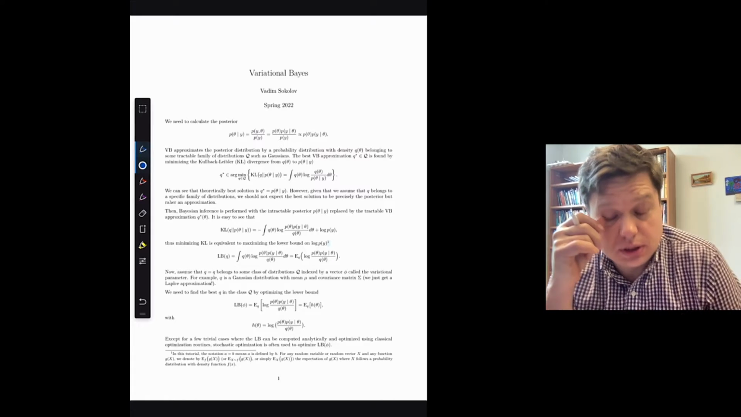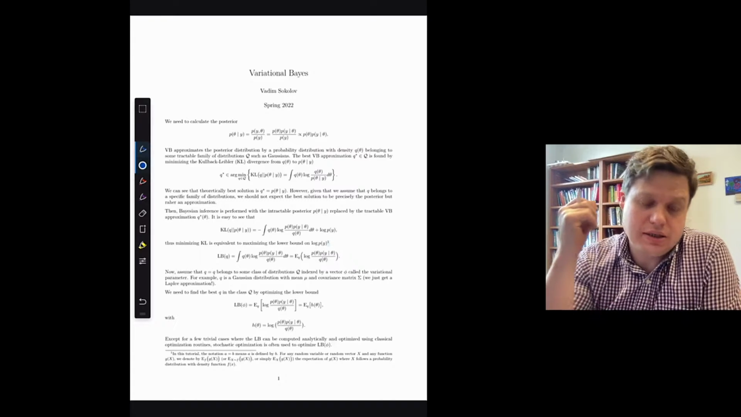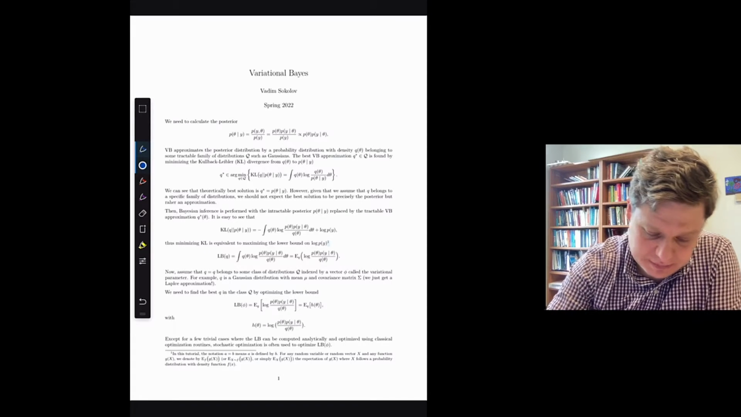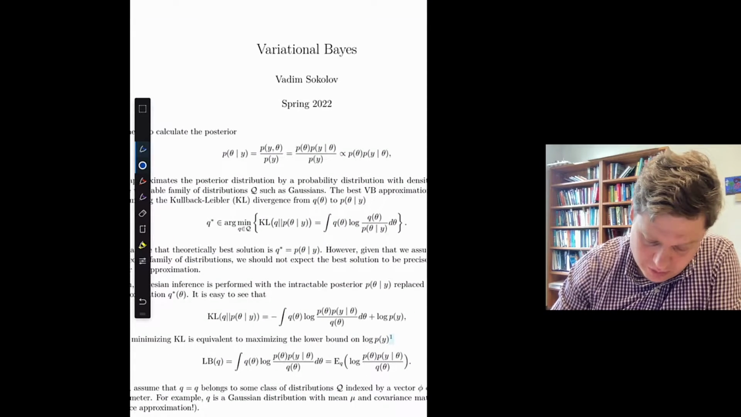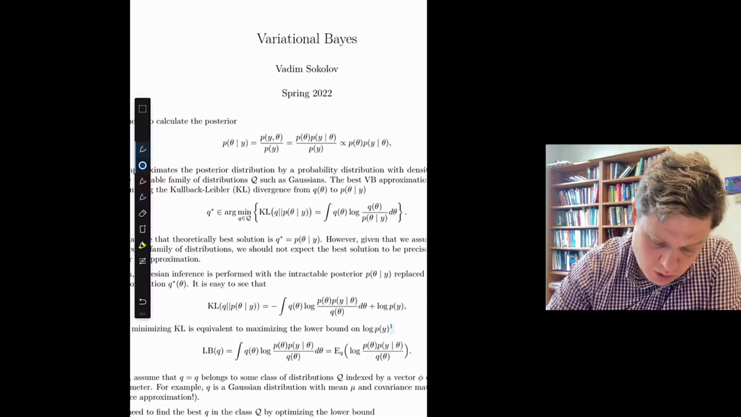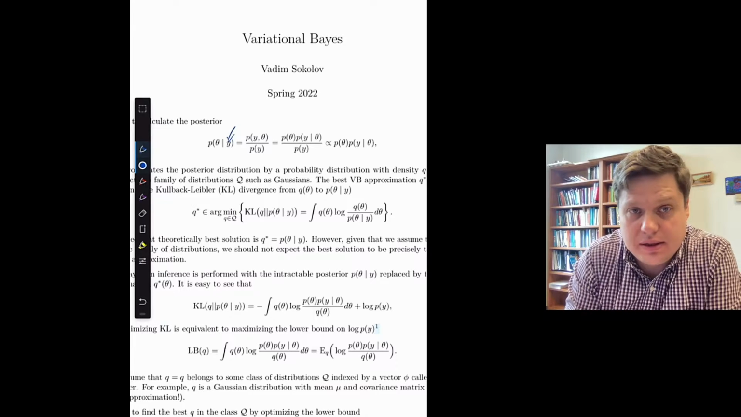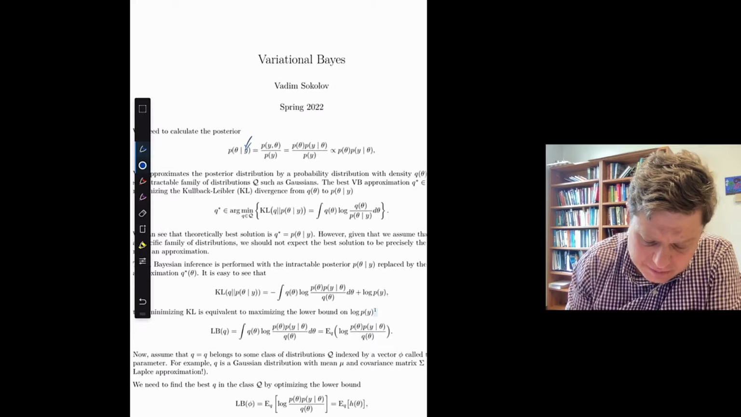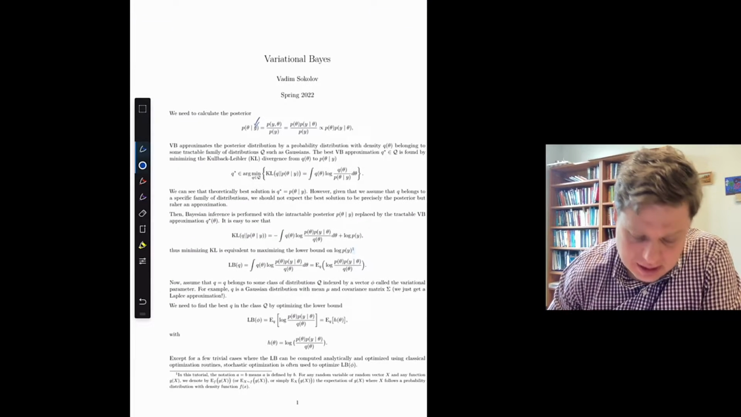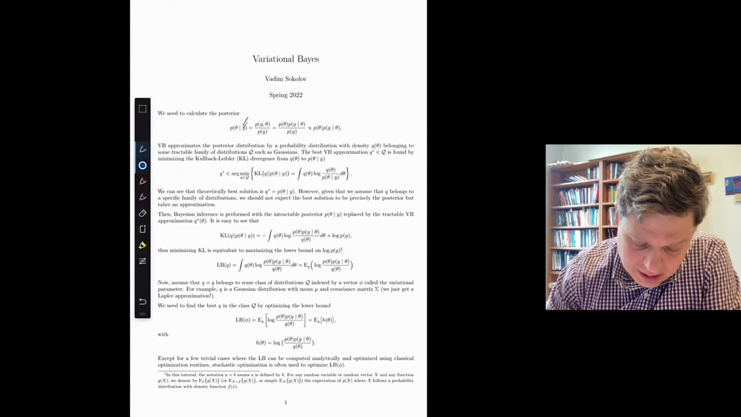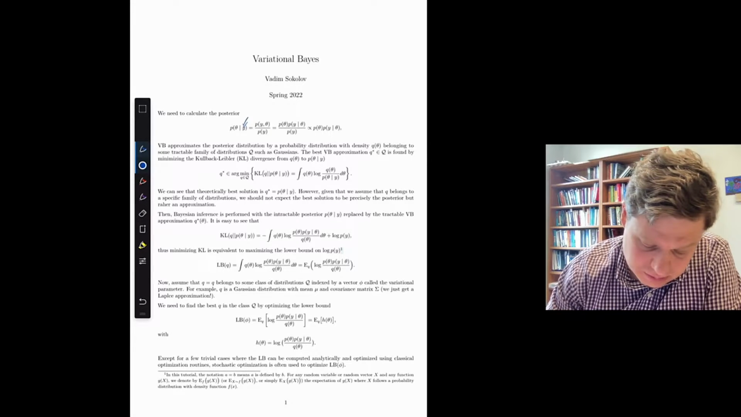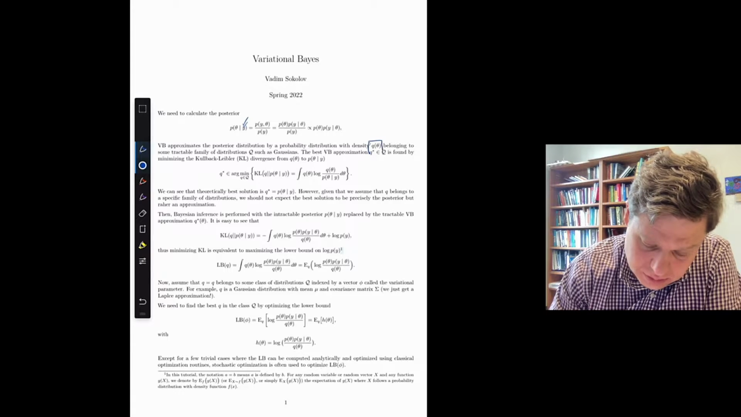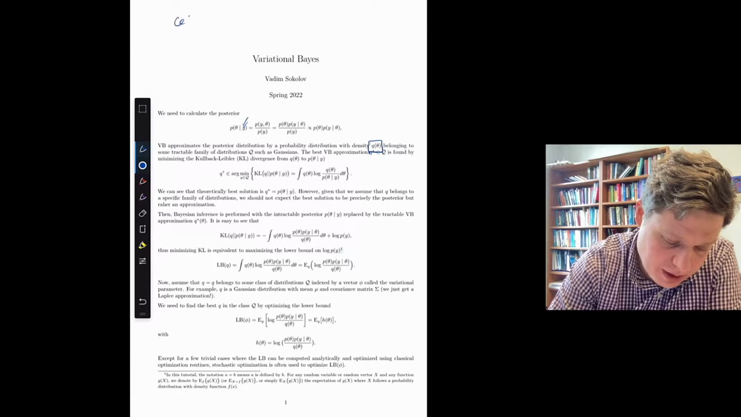So yet another approach to calculate or approximate the posterior is what is called variational Bayes. Actually, now we are going back to these notations where we use y for the data. And so again, we want to calculate this p of theta given y, the posterior, and it comes from the Bayes rule. And the idea in variational Bayes is to again approximate the posterior distribution with a probability distribution called q of theta.